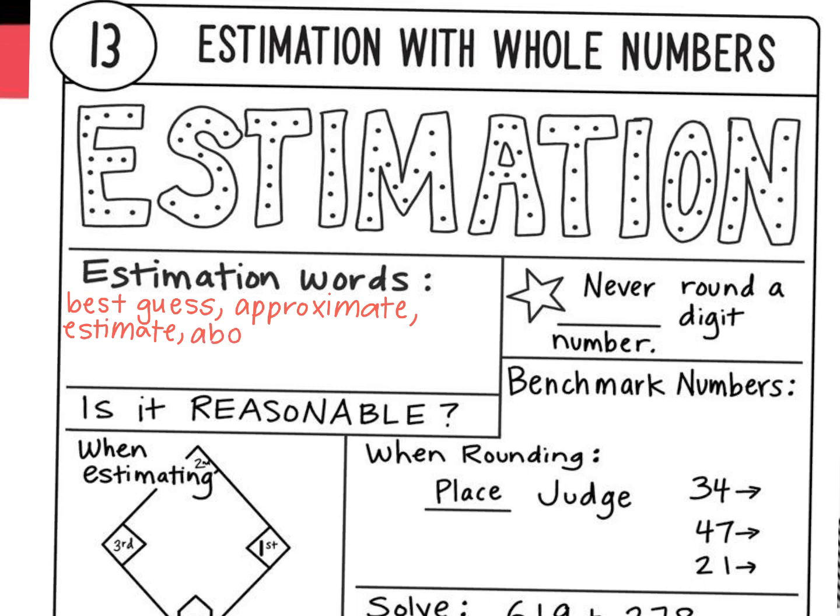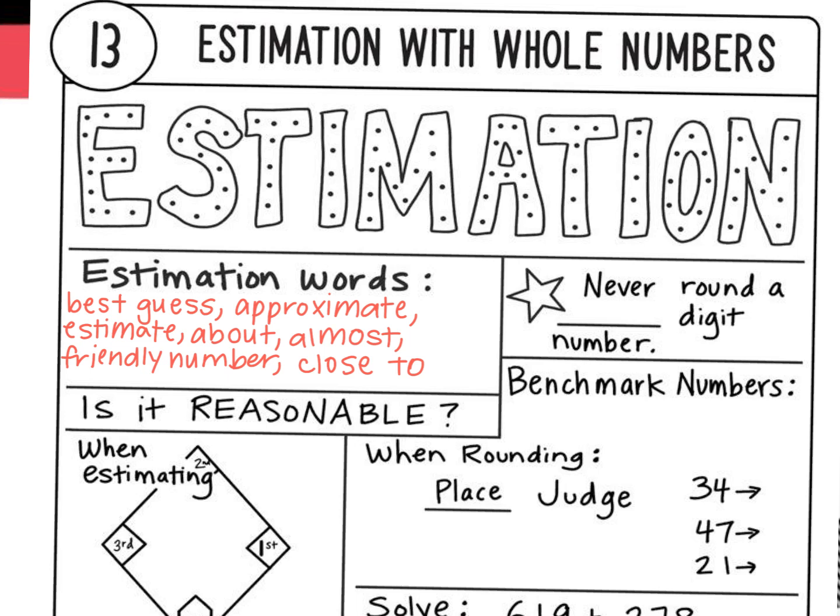About, almost, friendly number. Has anybody ever heard that before? Pick a friendly number. What do I mean by a friendly number? Anybody know? No. A number that's easy to work with. Easy number. So instead of like 627, maybe I pick a friendly number like 630. Or maybe I just do 600. That's super friendly. Really easy to work with. Okay? Another phrase could be close to, if you want to find an answer close to.